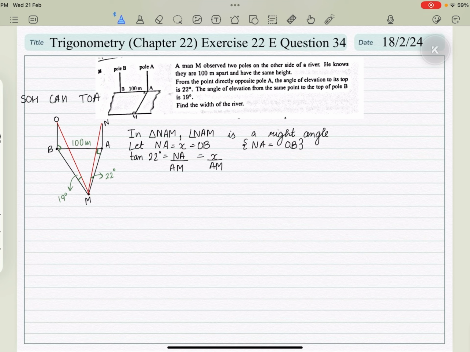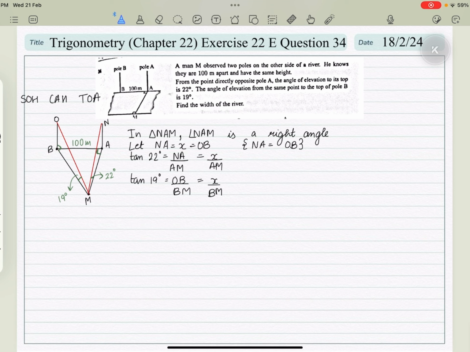Next, in triangle OBM, angle OBM is 90 degrees. So we would write tan 19 degrees is equal to OB upon BM, just like here. And then, because x is equal to OB, tan 19 degrees is x upon BM.